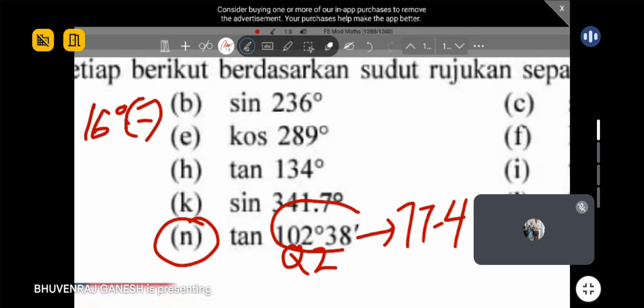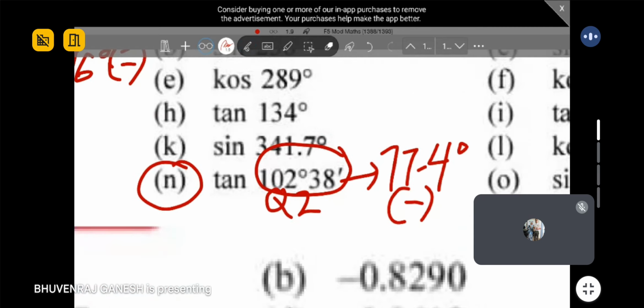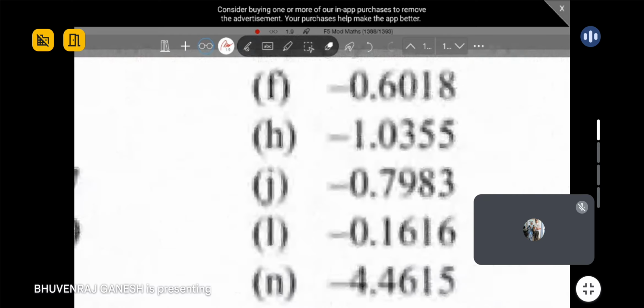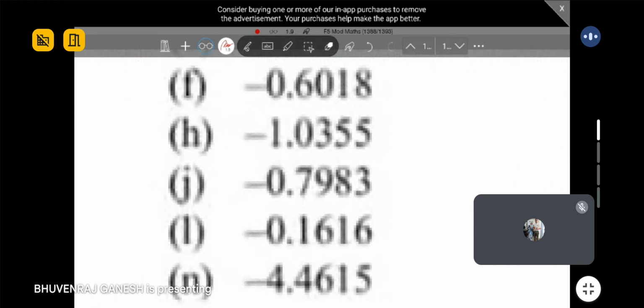Okay, so is your value positive or negative? Tangent, quadrant kedua. Will you get a positive answer or negative answer? Very good. Okay, negative answer. So make sure you add the negative sign. Tambah simbol negatif secara sendiri. Okay, so this is your answer for question N. Okay, you should get negative 4.4615.